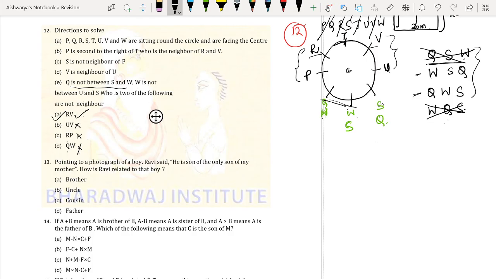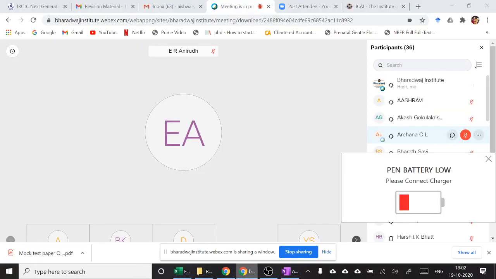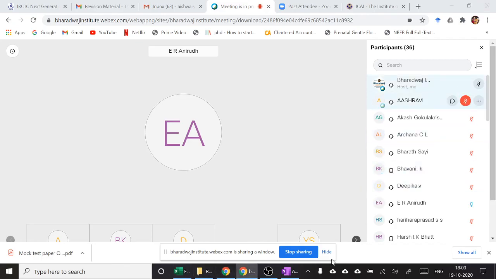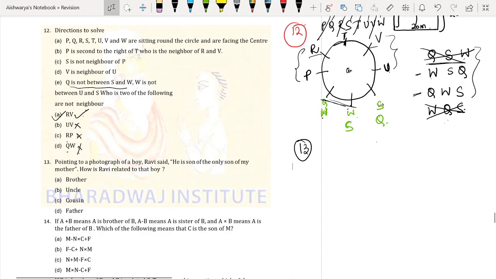So we did directions. We have done number series, seating arrangements, directions. Now we will go to relations, blood relations. Okay, 13th one. You want to read, Anirudh? Yes, ma'am. Pointing to a photograph of a boy, Ravi said, "He is the only son of my mother." How is Ravi related to that boy?